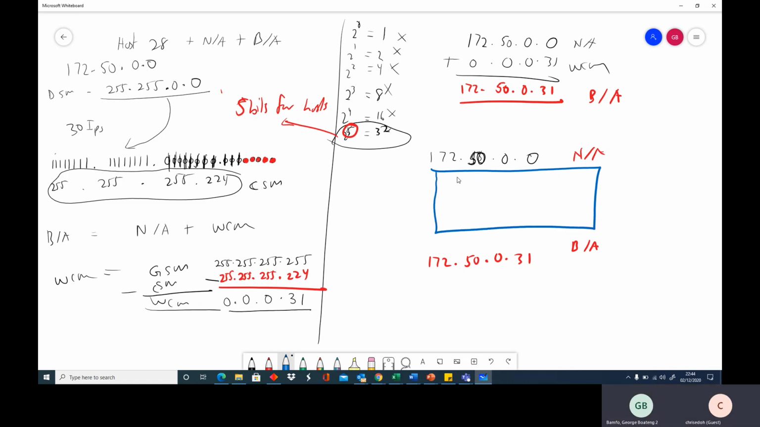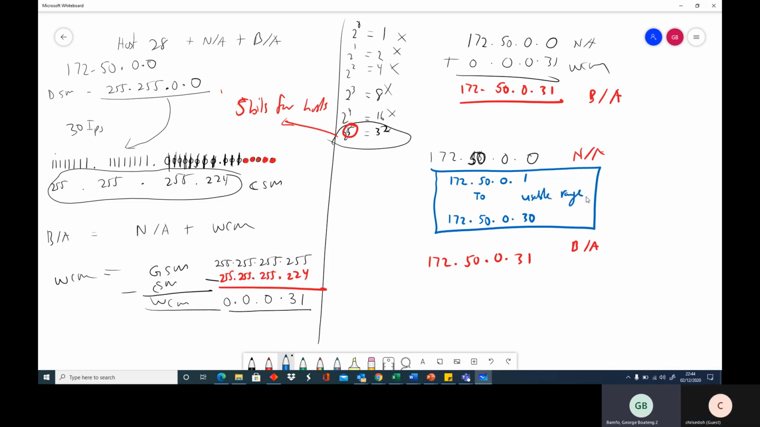So the usable range will be, tell me, Chris. 172.50.0.1 up to 172.50.0.30. So this is your usable range.